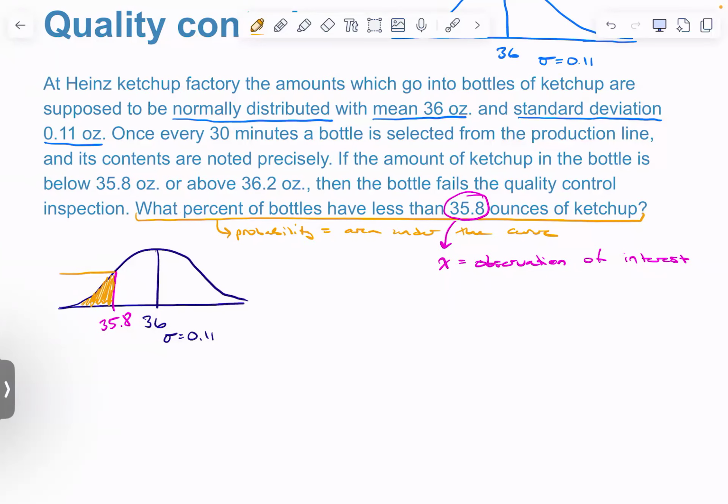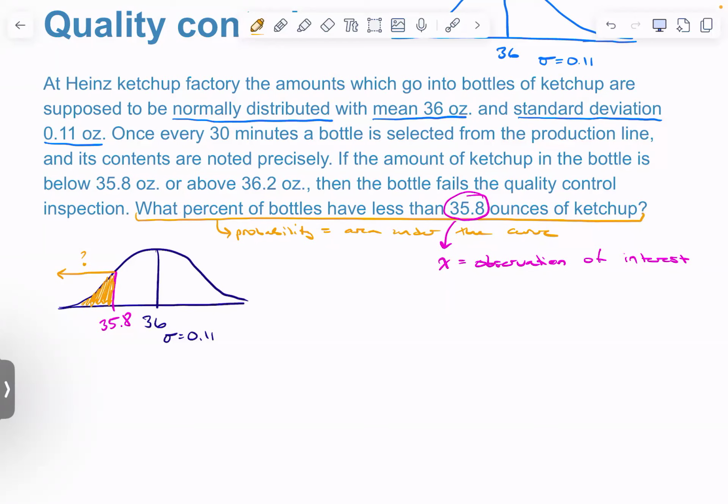If you find yourself solving multiple problems on the same graph, it can get really boggy with shading, and so I tend to just use this arrow instead, but if you want to shade it, that's great. Sometimes I do both. I like to put a little question mark here just to indicate that that's the area that I'm looking for. That's my end goal.